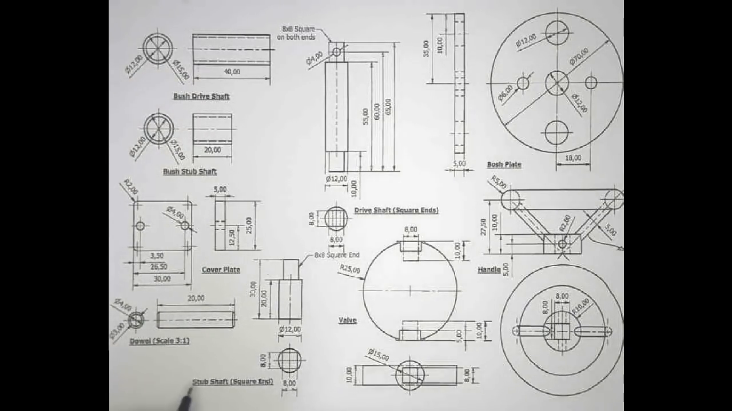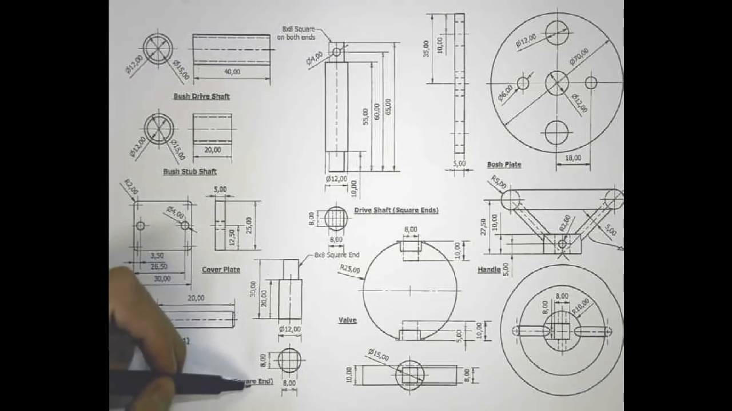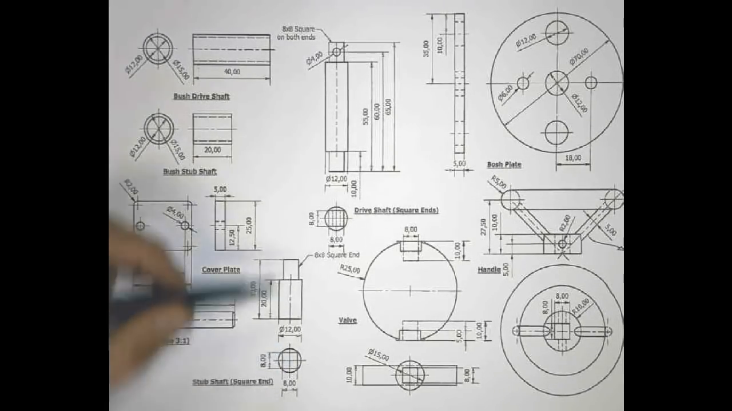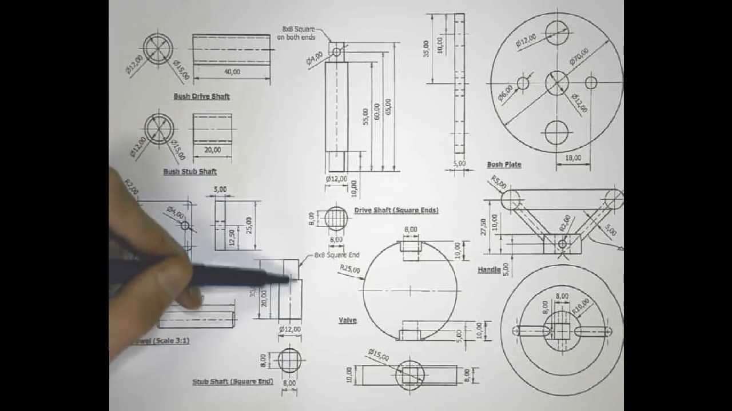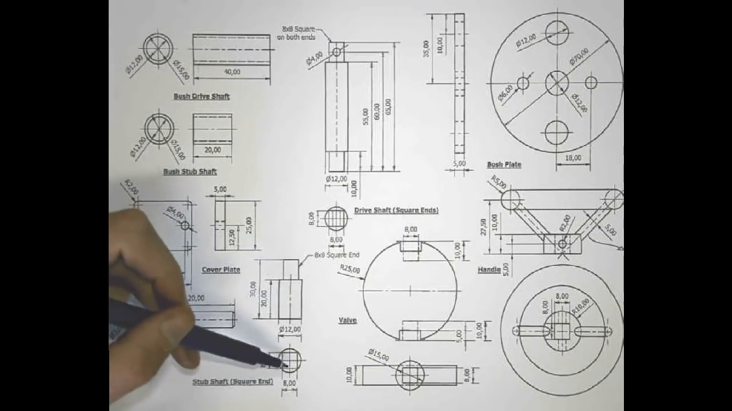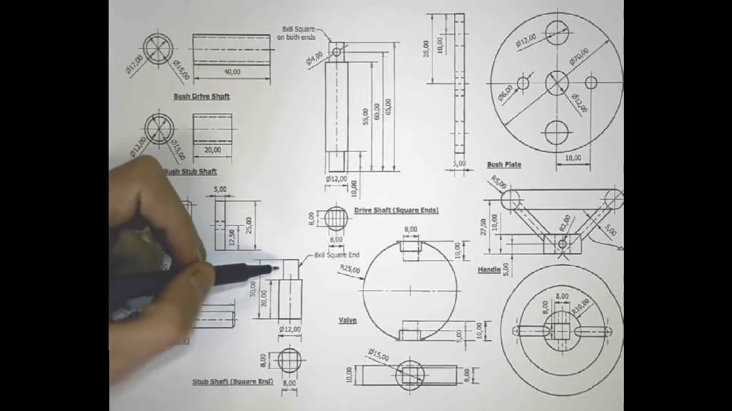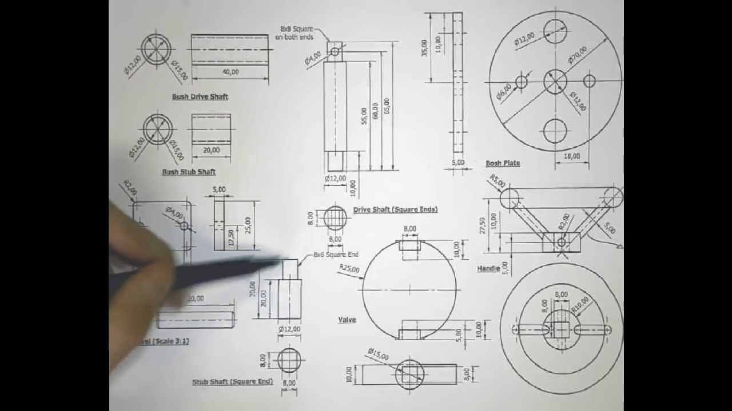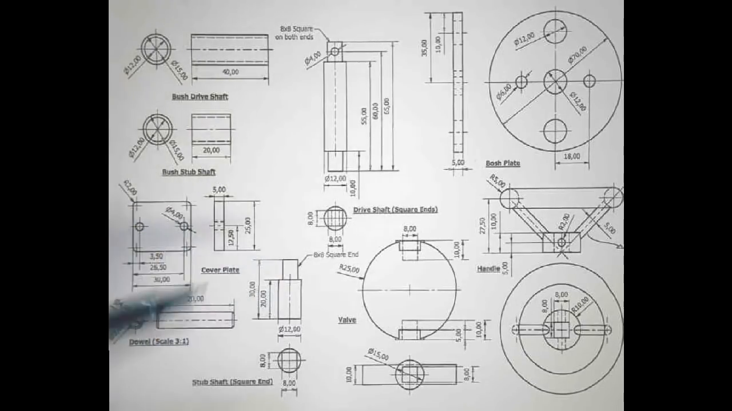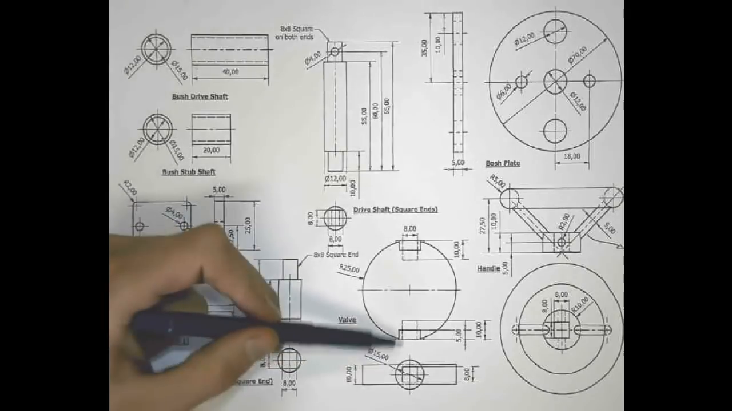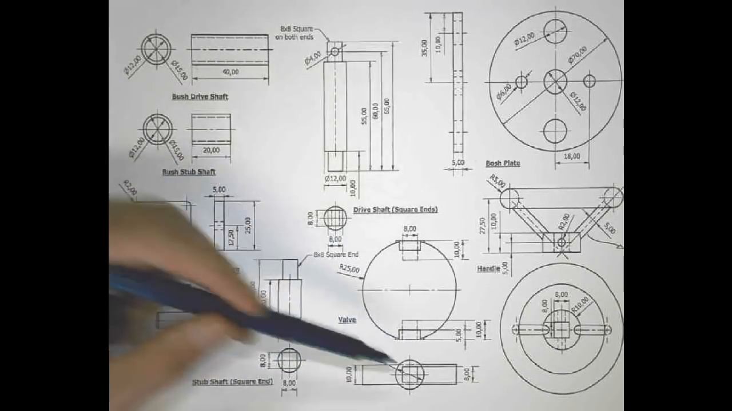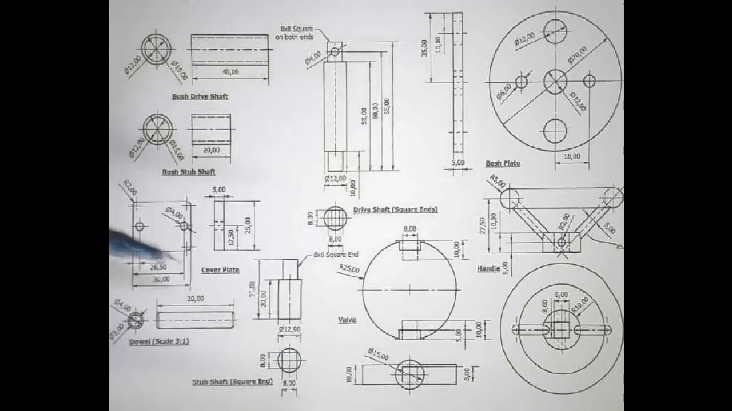We then have our stub shaft, okay, and it's telling us that this is the square end that's being represented. So we need both the front view and the top view in this case, because we need to know that this is square and not round. So this section is round, that section is square. And that's because it fits into the square section at the bottom of the valve.